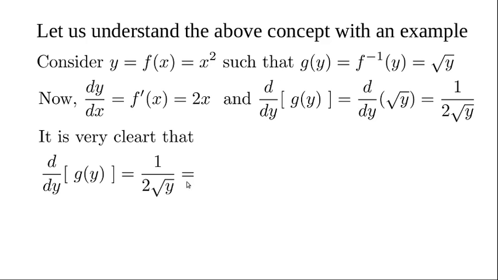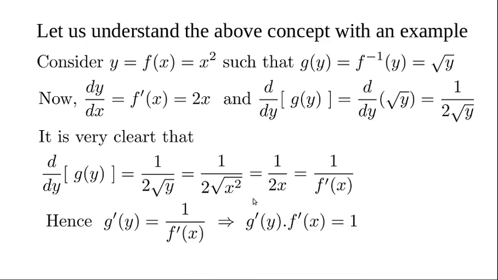Let us replace the value of y by x square. So we get 1 upon 2 root x square. Root of x square is x, so it becomes 1 upon 2x, and 2x is nothing but f dash of x, so we get 1 upon f dash of x. Hence what we understand is g dash of y is 1 upon f dash of x, which implies g dash of y into f dash of x equals 1.